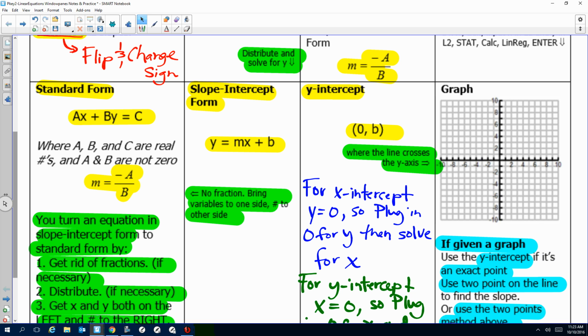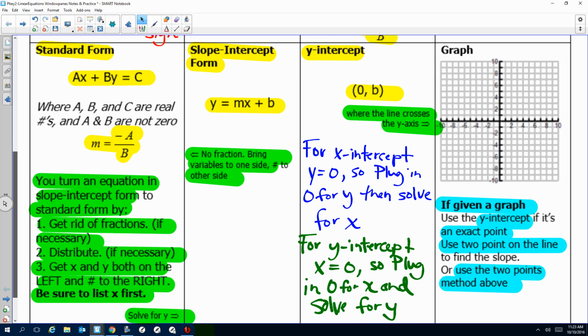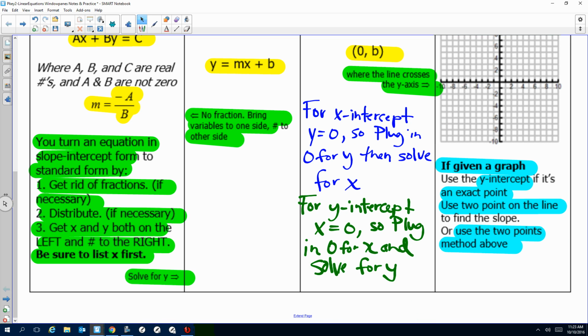If they ask you to determine the x-intercept or the y-intercept, and I'm going to scroll this up, make sure you, for x-intercept, y equals 0, so you have to plug in 0 for y and then solve for x. For y-intercept, x equals 0, so you plug in 0 for x and solve for y. We are going to complete some problems using coordinate geometry, algebraic equations, writing the equations.